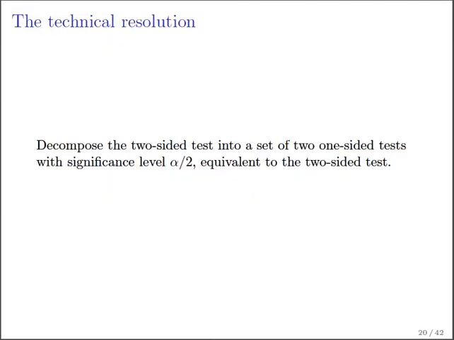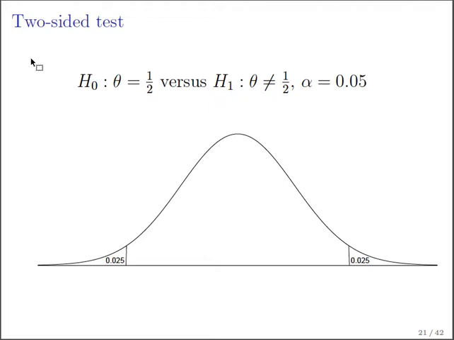So here's a technical resolution to the technical problem. We'll decompose the two-sided test into a set of two one-sided tests, each with significance level alpha over 2, a set that's equivalent to the two-sided test. Here's what I mean. Here's the two-sided test.